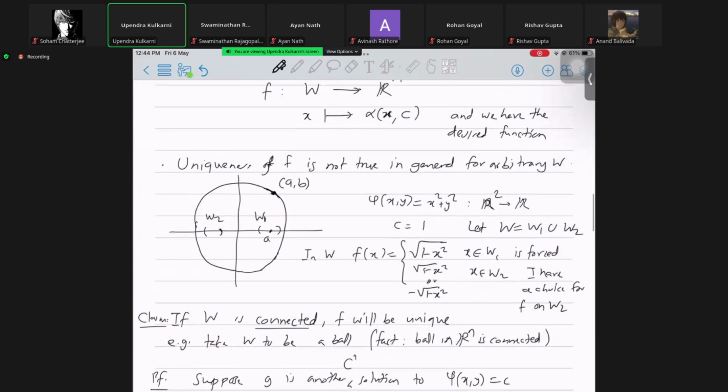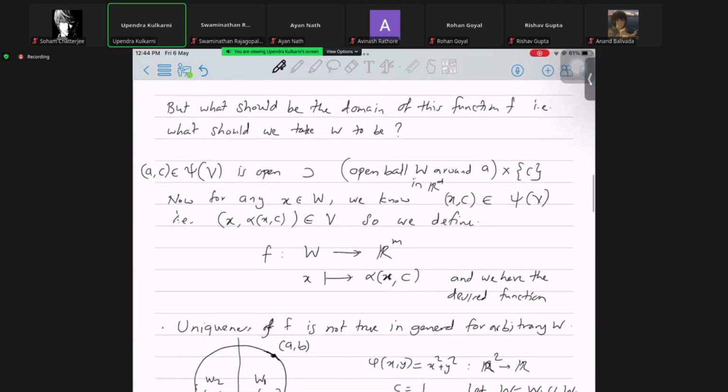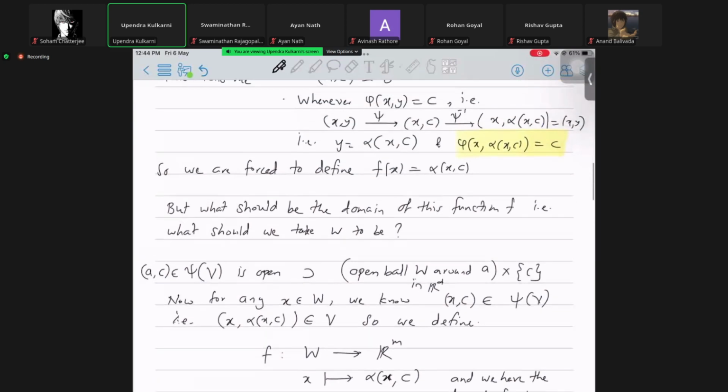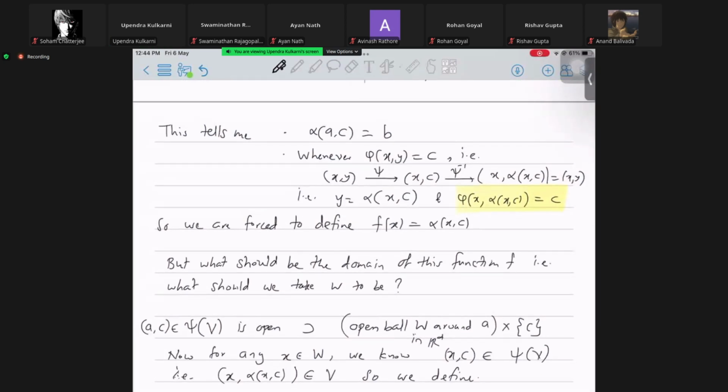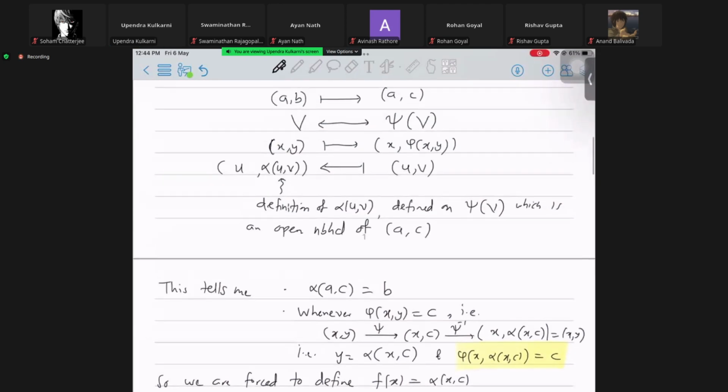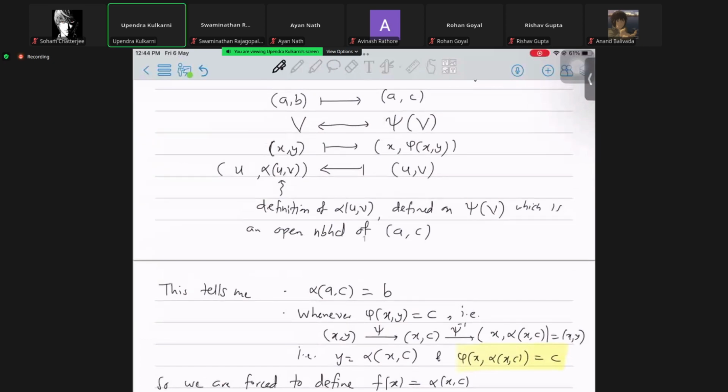So f was defined after all in terms of which function? Alpha. Okay, but where did alpha come from? Alpha was a component of psi inverse. So f is really completely determined by psi inverse. So the derivative of psi inverse, can I calculate that? From the implicit function theorem.